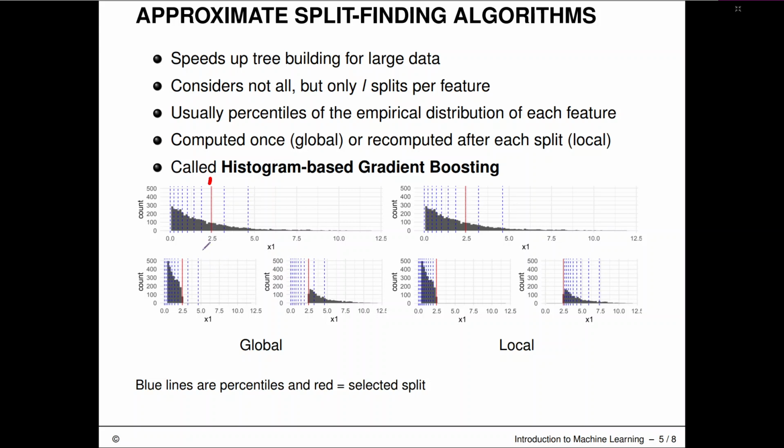The problem is, if we split at that point and we stay with these split points, some of them might not contain any data at all, right? Because the data is now divided into a left and a right branch, so that might not be optimal. It's probably a bit better to do this local recomputation, which means we recompute these percentiles after each split. Some people also call this histogram-based gradient boosting. I guess it mainly refers to histogram-based tree fitting.